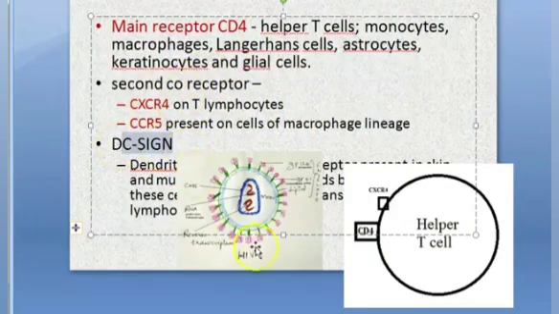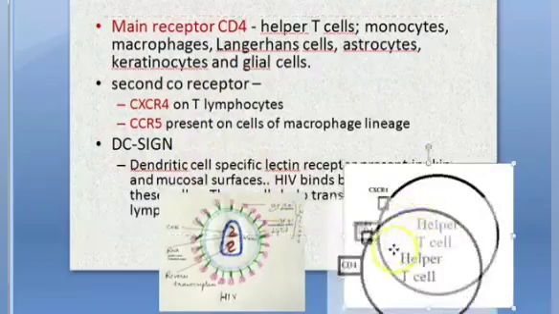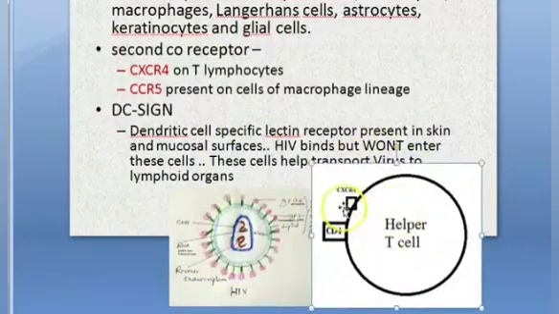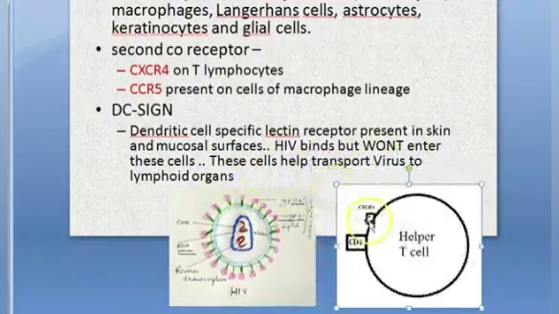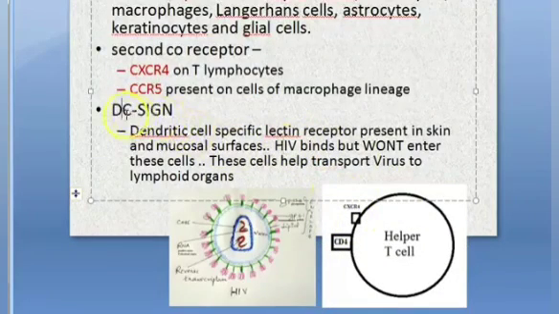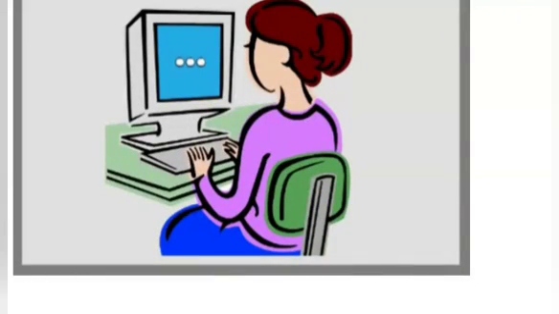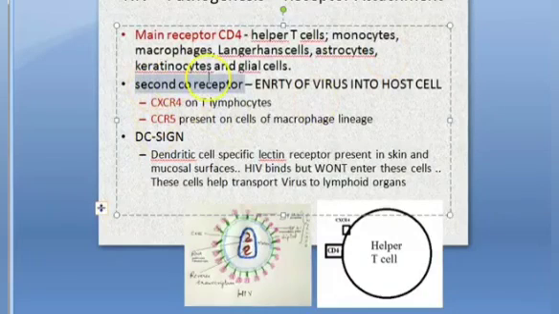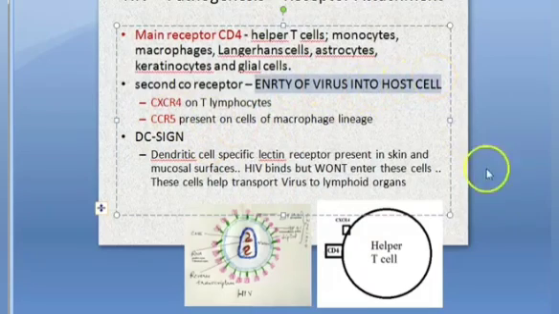These are the receptors. Then you have something on the dendritic cells. Dendritic cells have lectin receptors, but these receptors won't help the virus to enter the cell. HIV will just attach to these receptors on the dendritic cells, but this will help in transport of the virus to lymphoid organs. Did you understand what exactly we are trying to say about the dendritic cells? The HIV virus binds to these dendritic cells. They don't invade these cells. The dendritic cells help the virus reach lymphoid organs. That's all. So actually the co-receptors CXCR4 and CCR5 help the entry of the virus into the host cell.